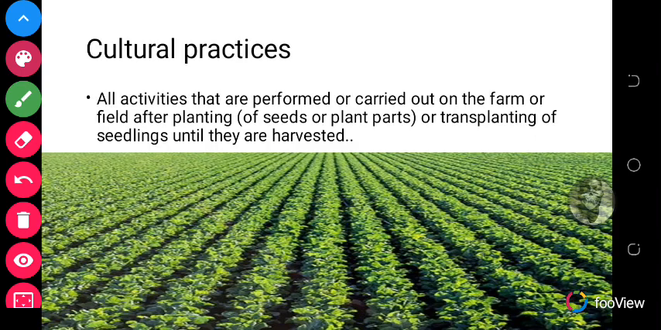So cultural practices refers to all the activities that are performed or carried out on the farm or field after planting or transplanting of seedlings until they are harvested. So cultural practices basically are the things you do either on the field, on the plants, or the seedling or the vegetative propagated plant, whichever one. So the things or the practices you do to them until they are harvested is what we refer to as cultural practices.